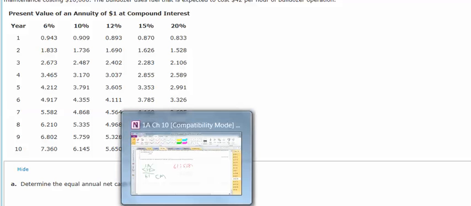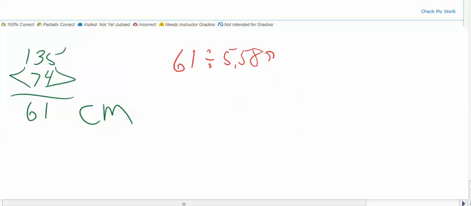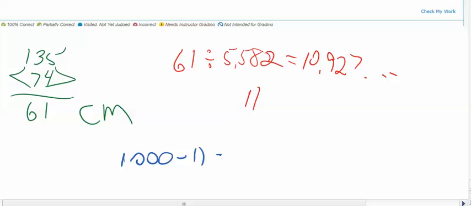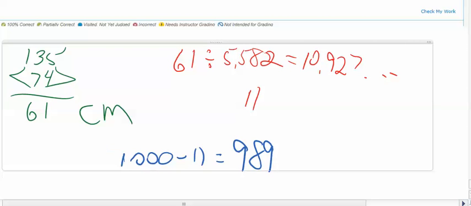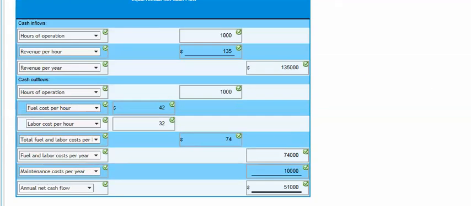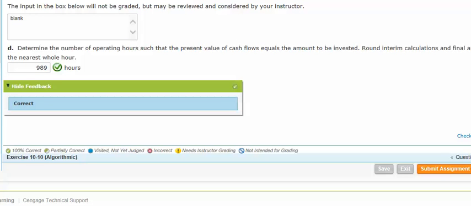So I'm going to divide it by that same number, and that equals 10.927 and so on. Well, it says to round that, so I'm going to round it to 11 hours. So that's how many hours I can reduce my work by. Remember, I was working 1,000 hours minus 11 equals 989 hours. So that would be the answer. You can follow this calculation to find the correct answer there, and 989 is correct.